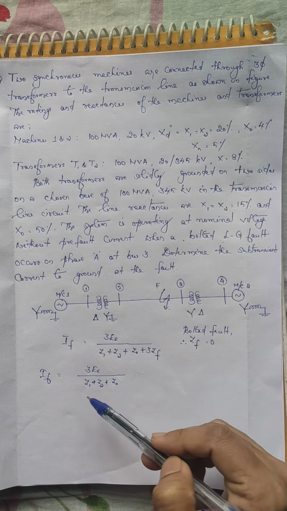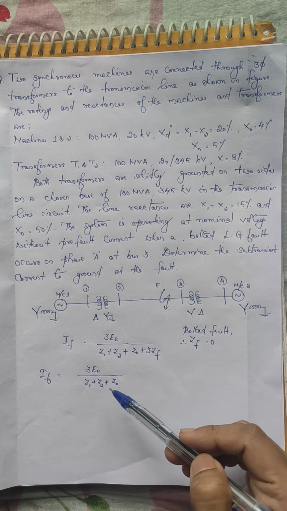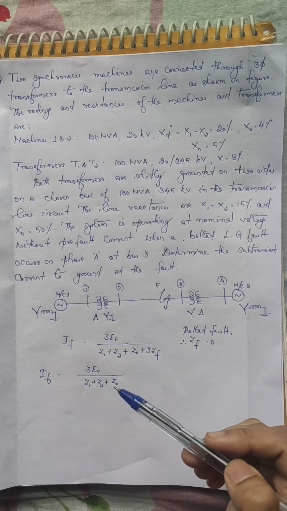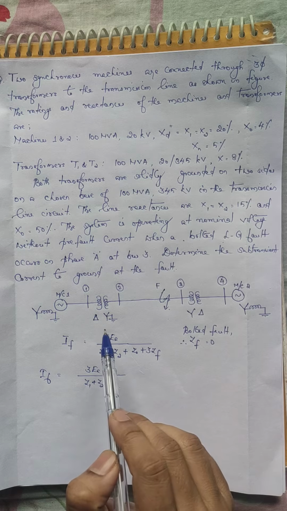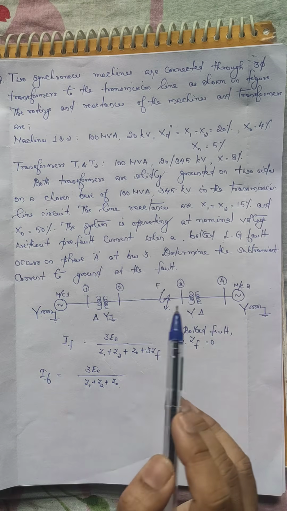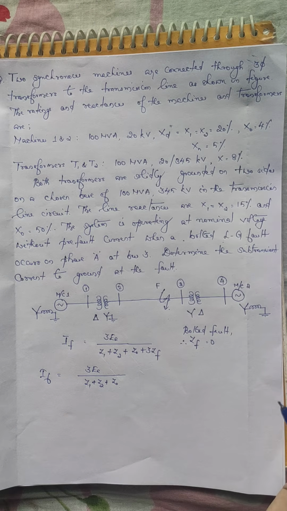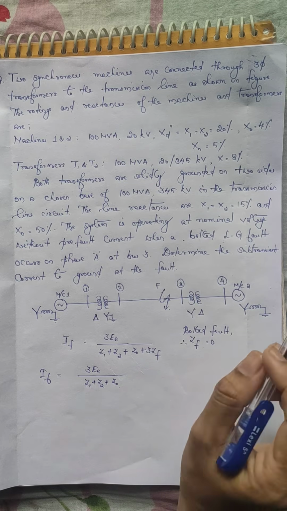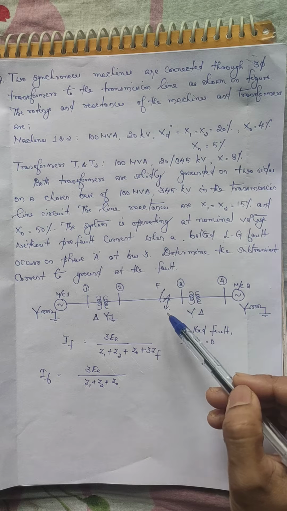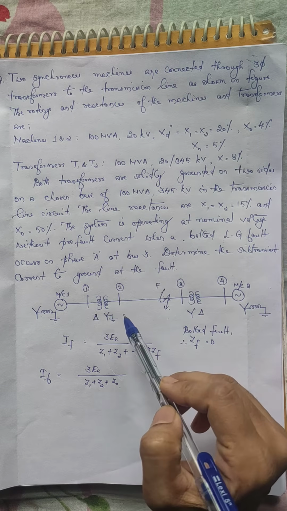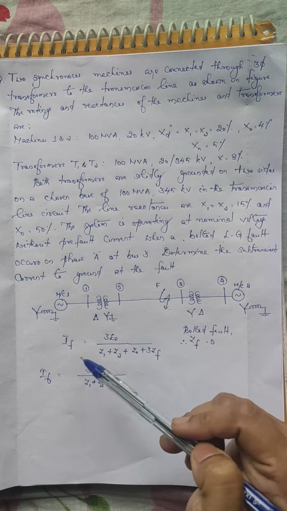So if we have to calculate the total positive sequence, negative sequence and zero sequence reactances, we have to draw the corresponding sequence networks. We have to draw the positive sequence network, negative sequence network and zero sequence network for this complete power system network. Now we know that the positive sequence network is same as the reactance diagram. Positive sequence network and reactance diagram are the same.